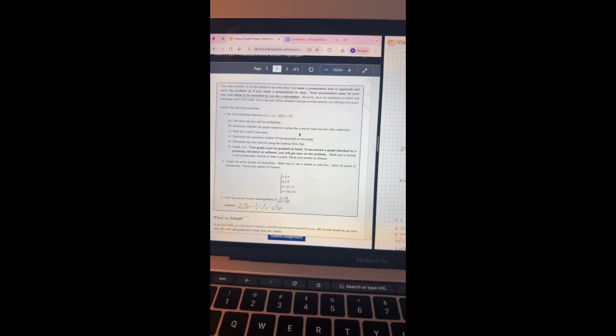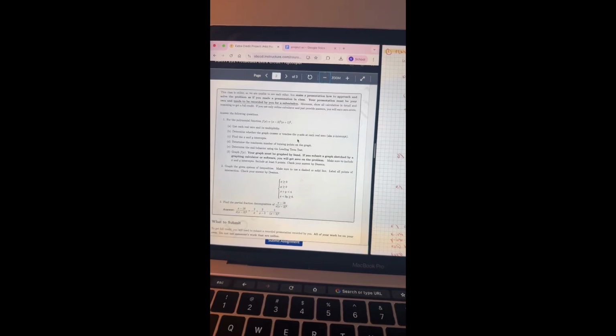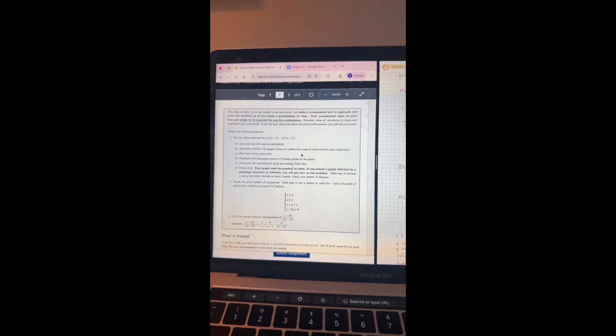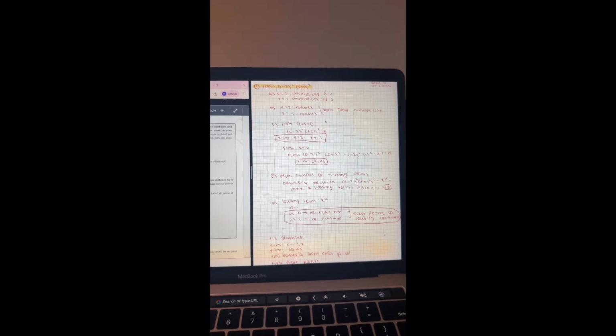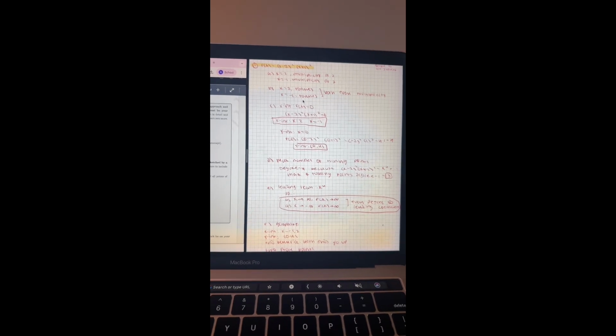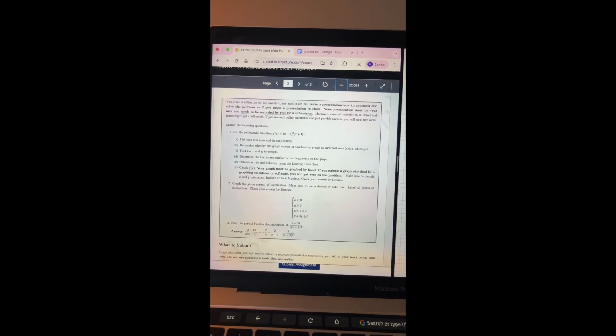For B, it says determine whether the graph crosses or touches the x-axis at each real zero, aka the x-intercept. Since both zeros, negative 1 and 2, have even multiplicity, the graph is gonna end up touching the x-axis. For C, it's asking to find the x and y intercepts.